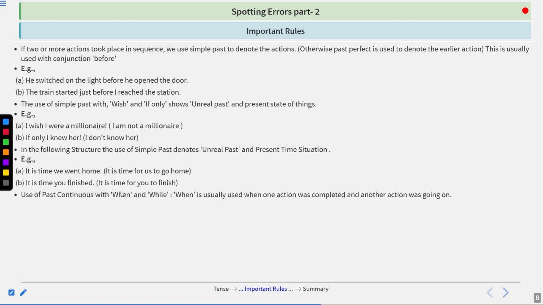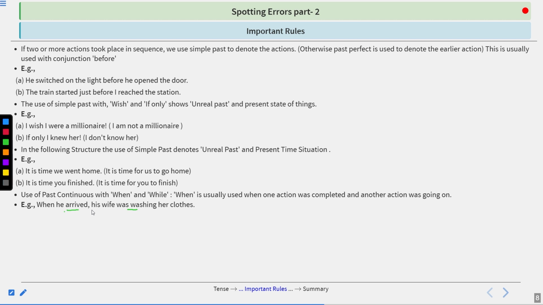Use of past continuous with when and while. When is usually used when one action was completed and another action was going on. So one action is going on in the background and another action took place. In this situation, we use past continuous tense. Example, when he arrived, his wife was washing her clothes. So one action was in the background and the other action took place. He arrived took place and was washing was in the background.